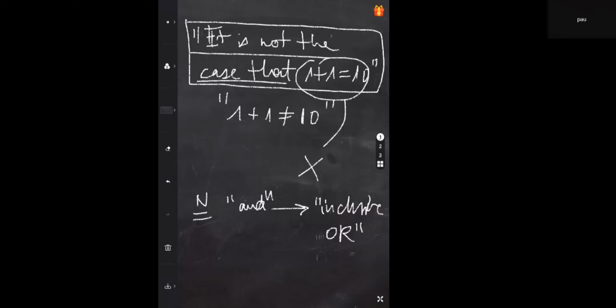So the negation of that would be Shui Hao doesn't have black hair, or Shui Hao is not handsome. But it would not be Shui Hao doesn't have black hair, and Shui Hao is not handsome. Can you see why?